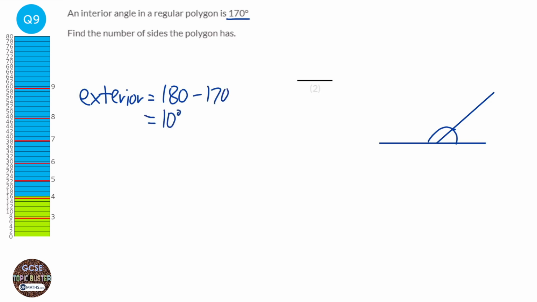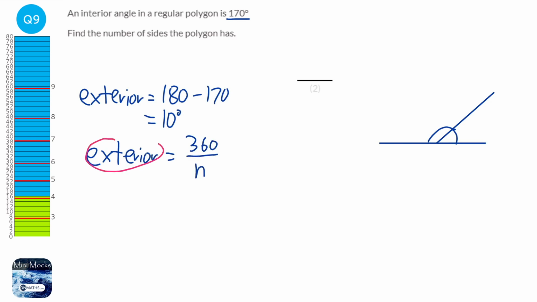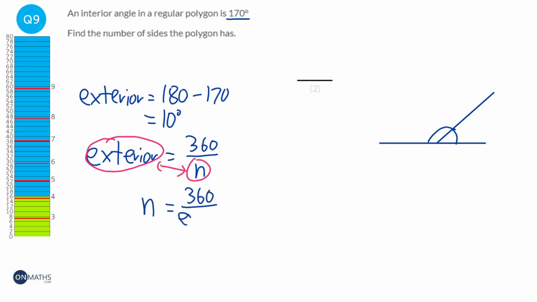So we've already done a different formula for exterior angle, which is 360 divided by n. And something we can do is we can just swap these two things around, and so we can make the formula that n equals 360 divided by the exterior angle.